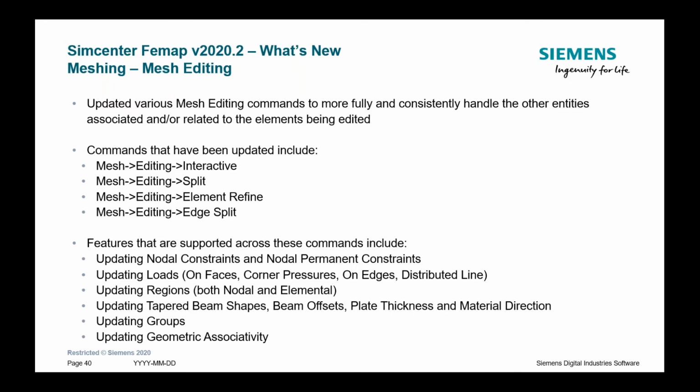So updating nodal constraints and permanent constraints, updating loads, updating regions, updating tapered beam shapes, beam offsets, plate thickness, and material directions, updating the groups. So if an element was in a group before and it's been split somehow or edited in another way by one of these commands, it'll get updated in the group, as well as geometric associativity as well.